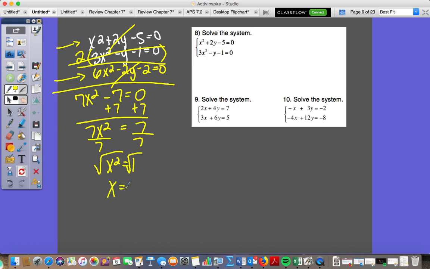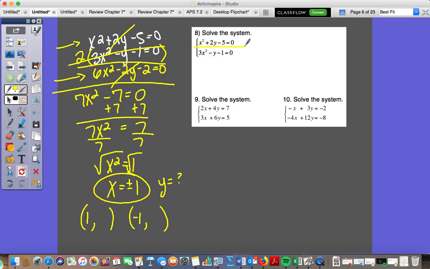When we square root a squared, remember that we have plus or minus on the right side. So this would be x is equal to plus or minus 1. To find what y is, we have two different answers where x is 1, comma, and negative 1, comma. To find y, we can just plug them back into our equations, either one. But let's say I do it up here.